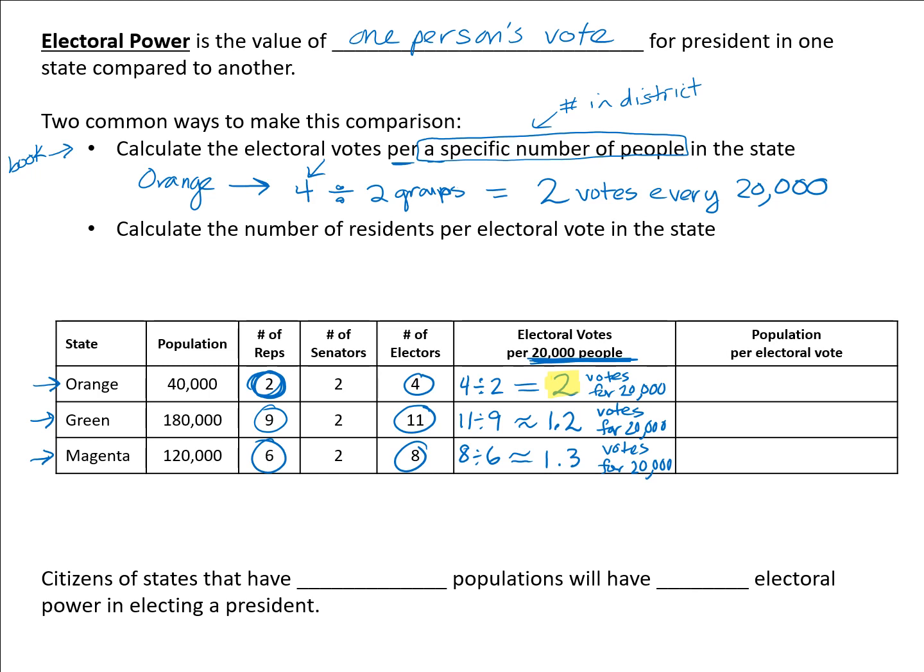These similar groups of people are sharing different numbers of electoral votes. That means that, in particular for Orange, because 20,000 people share 2 votes, each citizen in the state of Orange has a little bit more power toward electing the president. It's not a whole lot because we're talking about a lot of people, but 20,000 people share 2 votes in Orange compared with 20,000 people sharing 1.2 votes for president in Green. So Orange has more electoral power, and I should say a citizen in the state of Orange has more power.